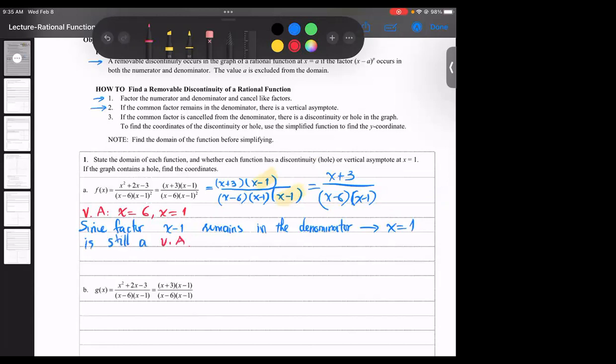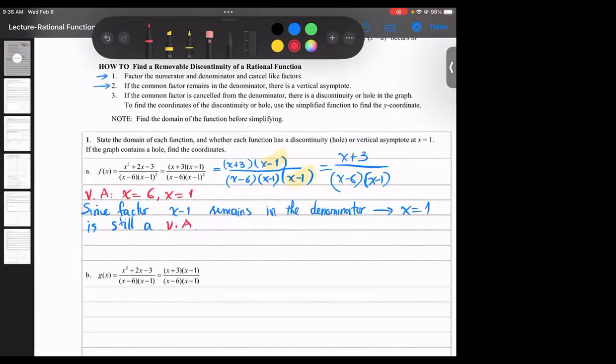And the reason is because there are 2 of them in the denominator. Hypothetically, if it was just 1, if it's just 1 x minus 1 each, then yes, x equal 1 will be your removable discontinuity. What is the domain for this problem? Everything except 6 and 1, right? Everything except 6 and 1.